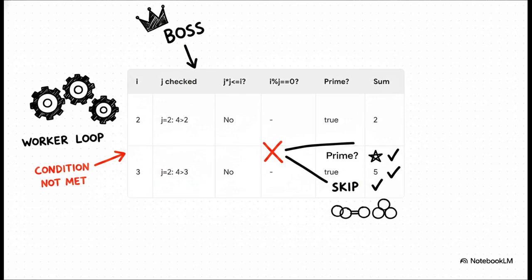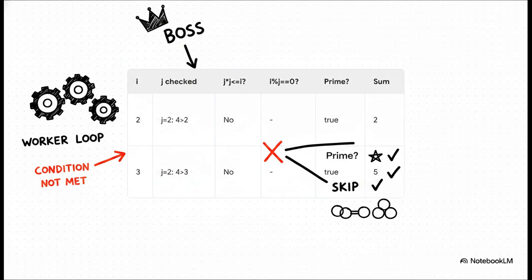Starting with i equals 2, the boss hands down the number. Our worker loop tries to start at j equals 2. But wait, the worker loop has a very specific condition. It only runs if j times j is less than or equal to i. Well, 2 times 2 is 4, which is definitely greater than 2. So the worker says, nope, condition not met. And we actually skip the inner loop entirely. Because we skip that divisor check, our Boolean flag stays true. 2 is marked prime, and our sum goes from 0 to 2.